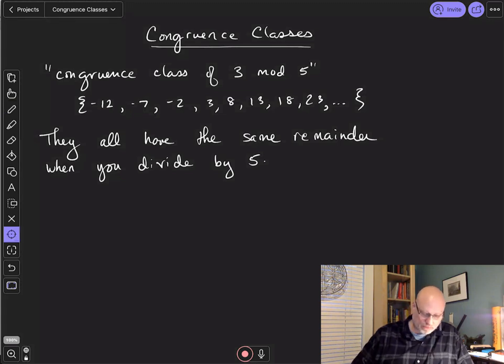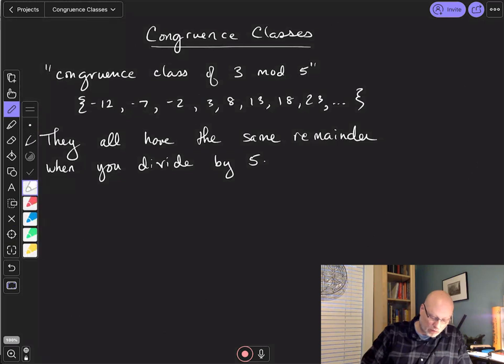Essentially, this is the way we would describe this. The mod describes the system we're looking at, and we're talking about the specific number 3 in this case. Some of the numbers that are associated with this are -7, -2, 3, 8, 13, 23, and so on. What we're essentially saying is that all of these numbers in this set are equivalent to 3 in this modular system. Okay?